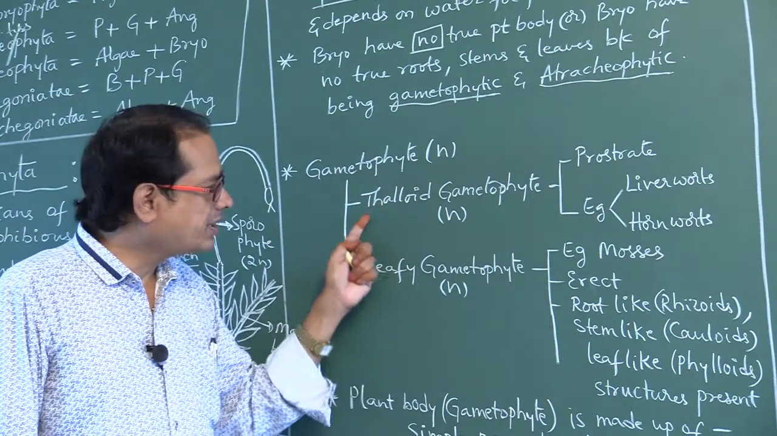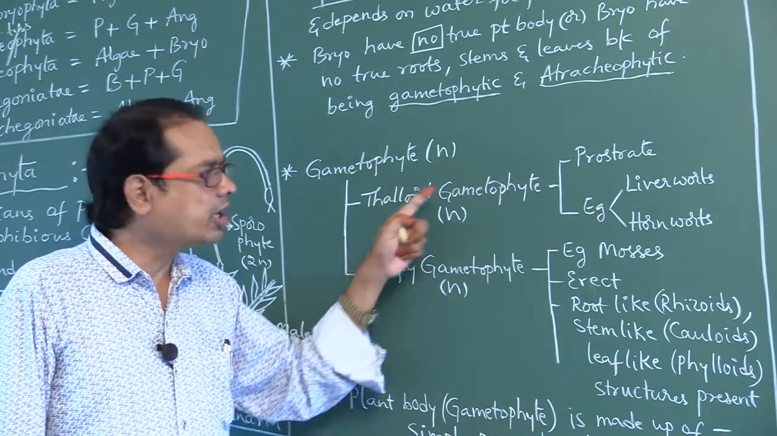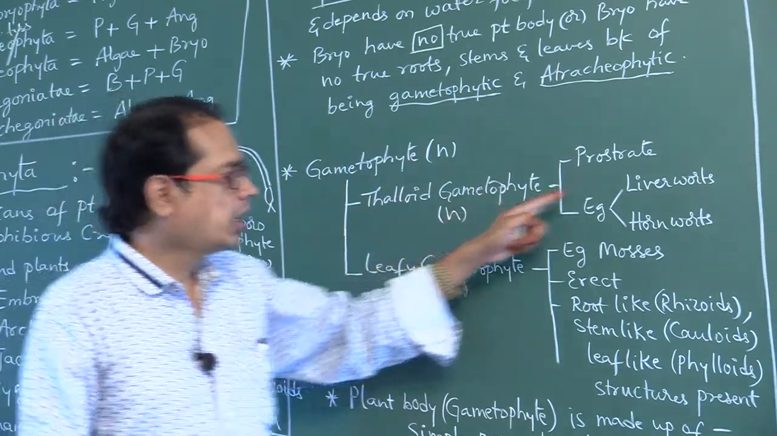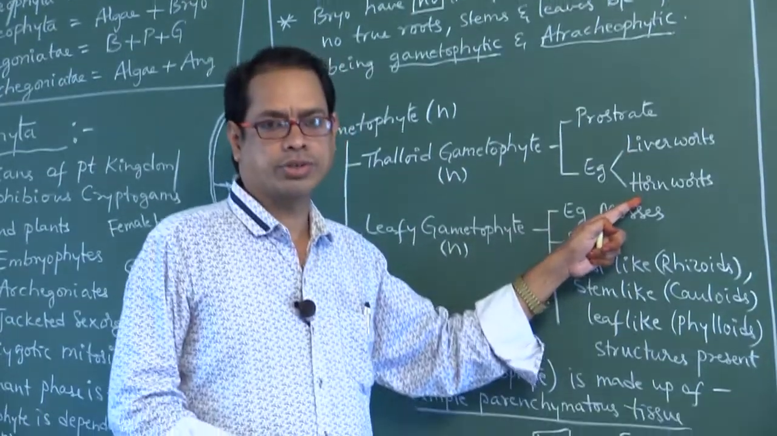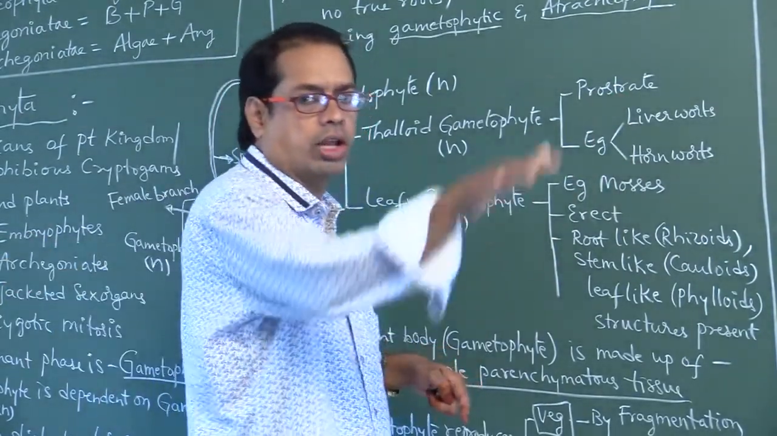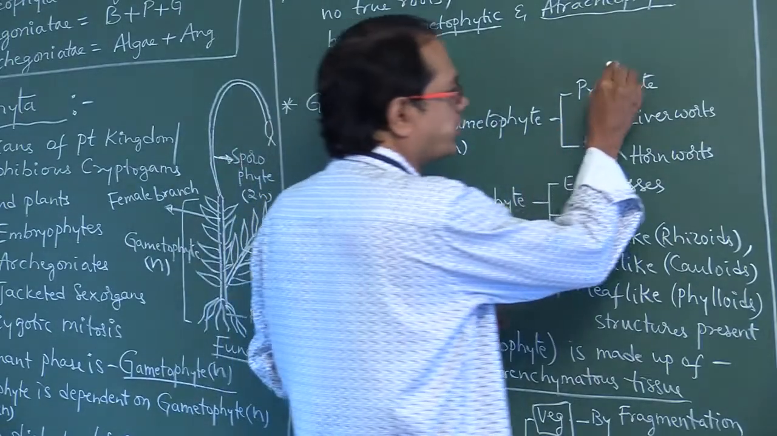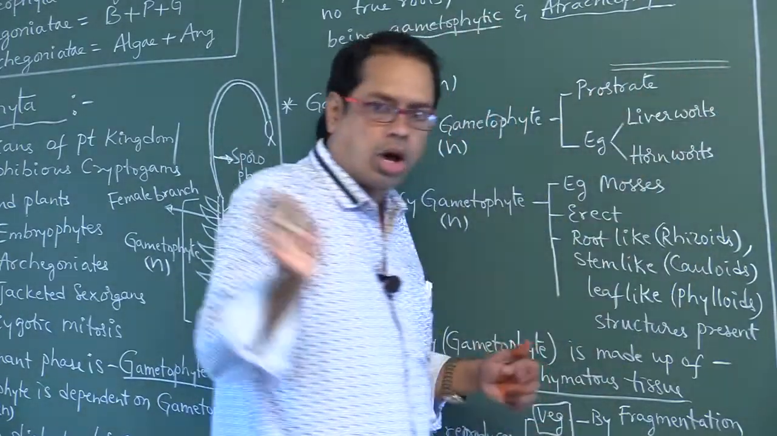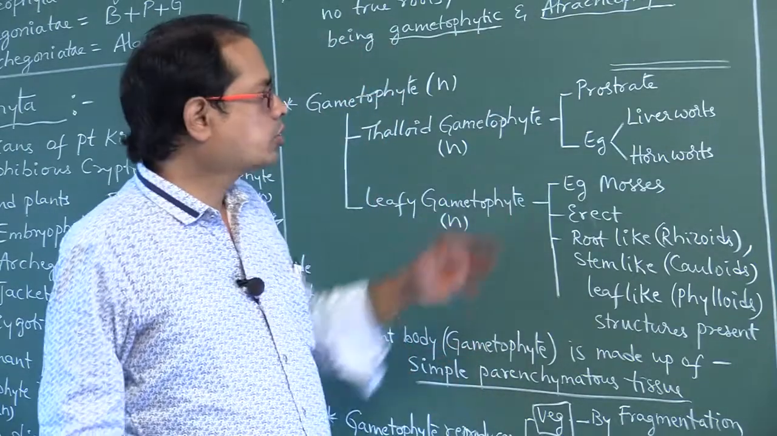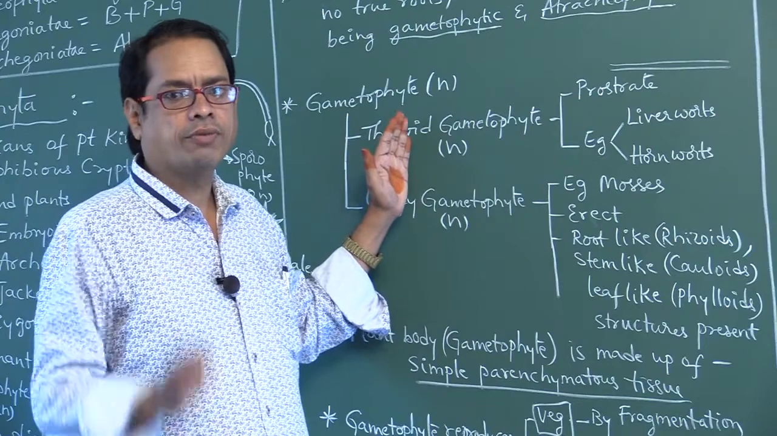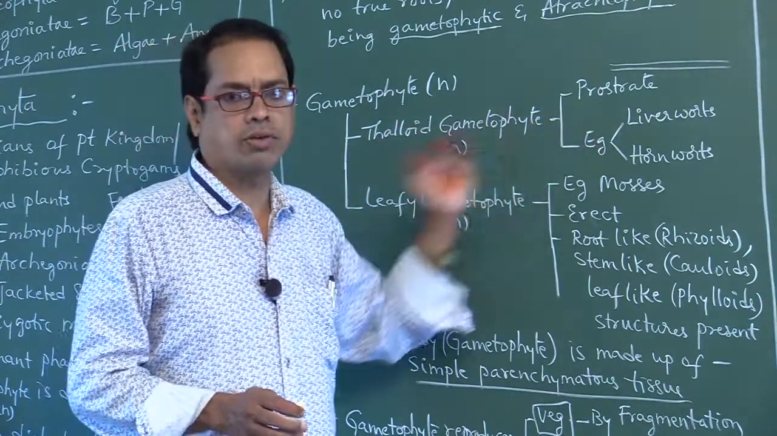The gametophyte may be thallus-like, a thalloid gametophyte. A thalloid gametophyte is found in liverworts and hornworts. Prostrate means which grows horizontally on the soil. Prostrate means like this, it grows horizontally on the soil. So, a prostrate, thalloid gametophyte is found in liverworts and hornworts.